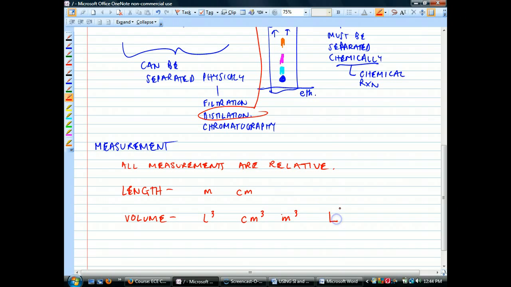How about this one? Liters cubed. We use that, you think? No. Liters cubed would be meaningless. You can't have it. Liters are already cubic, they already have 3 dimensions, so don't go cubing it again. Now you're in, I don't know, hyperspace or something like that.